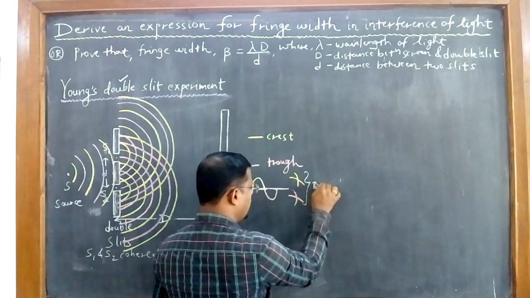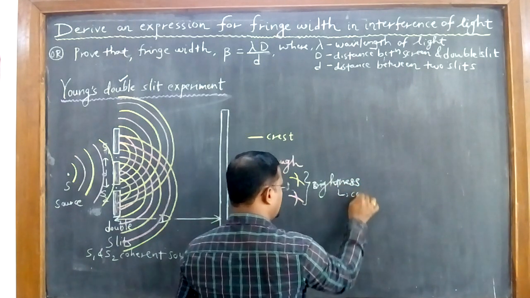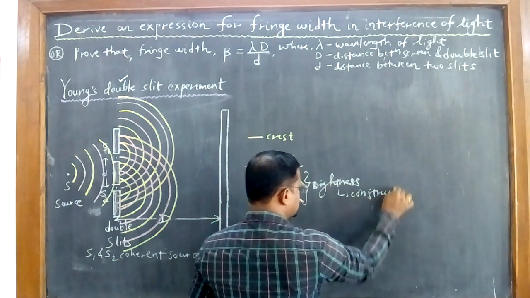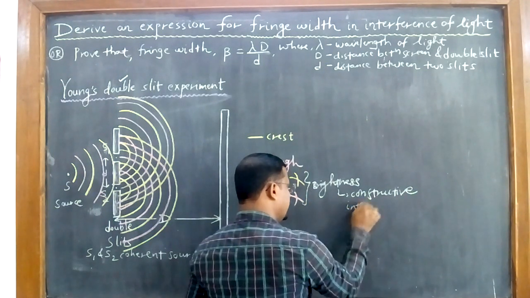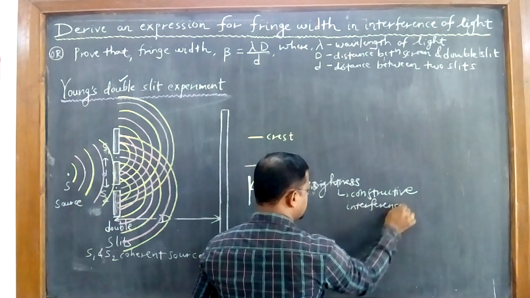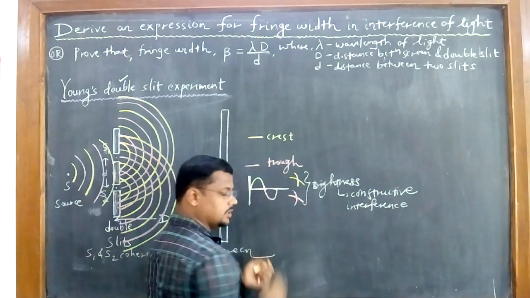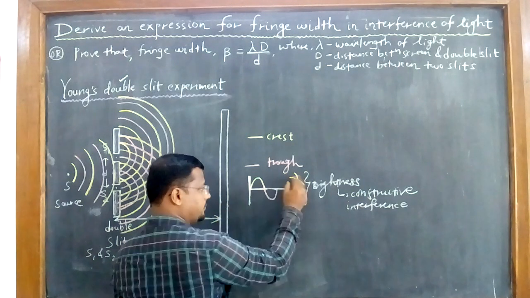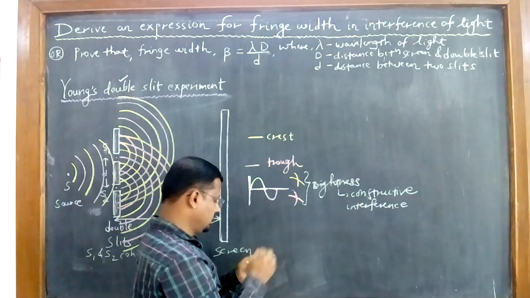So this leads to what? Brightness. Brightness means it leads to what type of interference here? Constructive interference. We have seen this already. Constructive interference of light is the interference where the light intensity is going to become maximum. This is also trough, intensity of light is going to become maximum, because plus value will increase, and minus value will also increase in the negative direction.